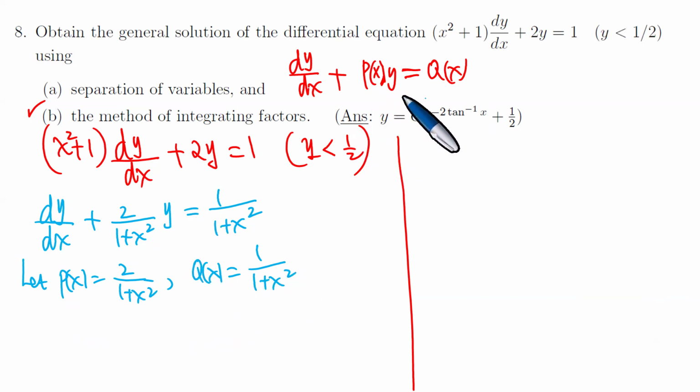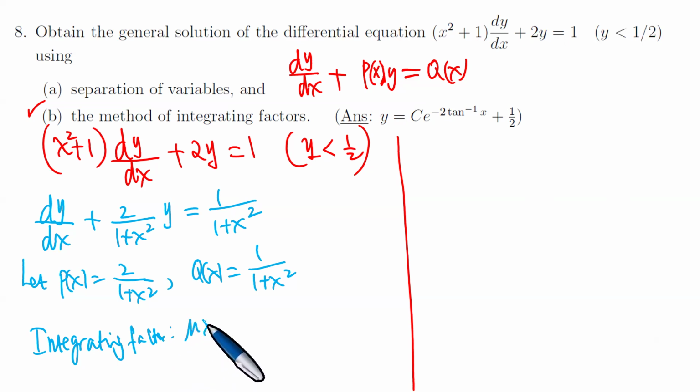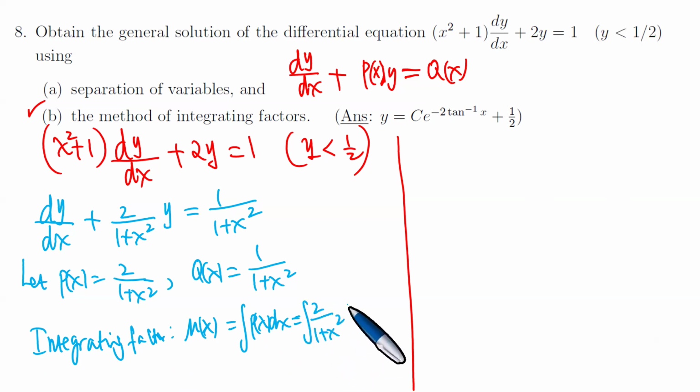It's popular to speak of the p and the q. Right, so what do we do now? We need to find the integrating factor. Okay, normally you can call it mu. Two over 1 plus x squared dx.